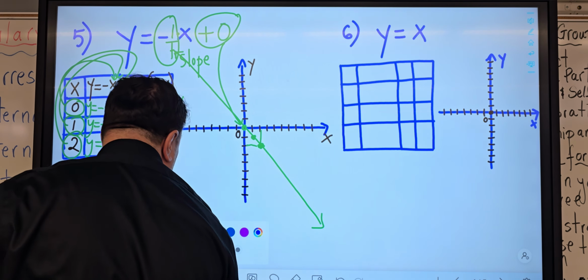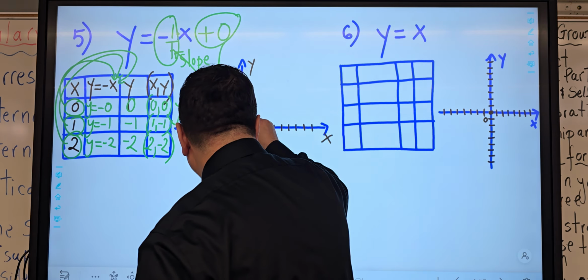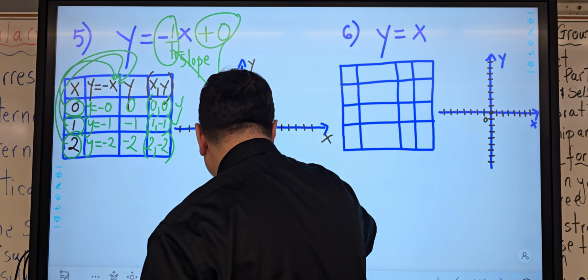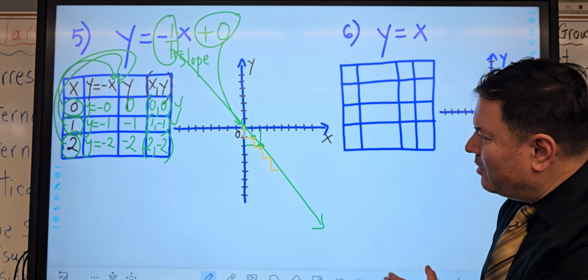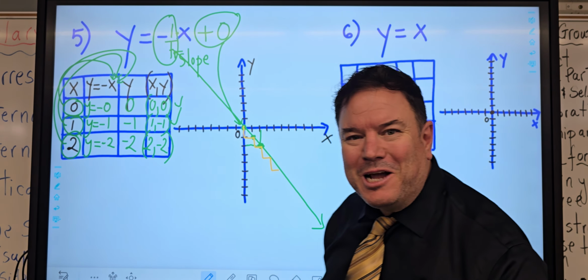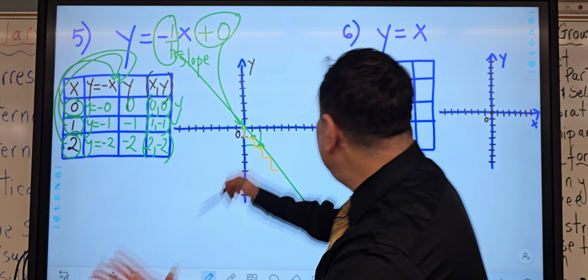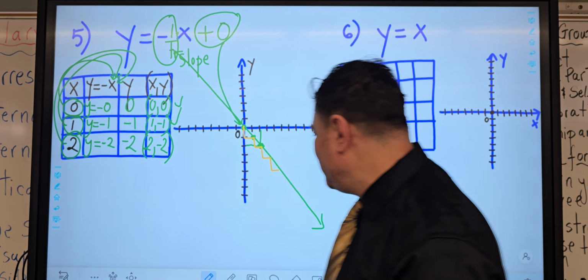Let's take a look at that slope here. Negative 1 over 1. Take a look. Negative 1 over 1, and so forth. It's going to go like that forever, because this is our slope. Negative 1 over 1 is right here. Y-intercept, slope. Let's take a look now at example 6.